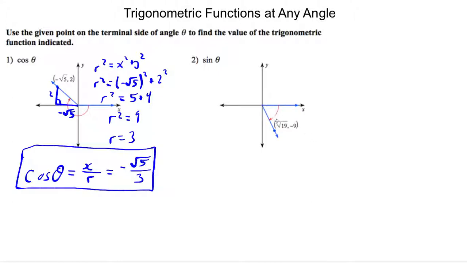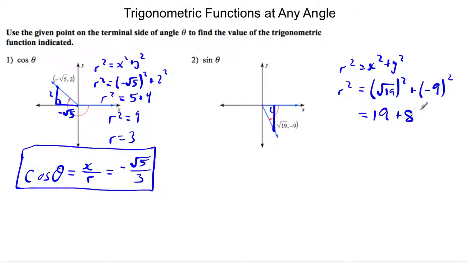Same thing here. We have this point, so we can make ourselves a nice little right triangle. And we can say that r squared is equal to x squared plus y squared. So the radius squared is equal to the x value, which is the square root of 19 squared, plus the y value, negative 9 squared. So this is 19 plus 81, which is 100. So if r squared is equal to 100, r is equal to 10. So the sine of theta is simply going to be the y value over r, which is negative 9 over 10.